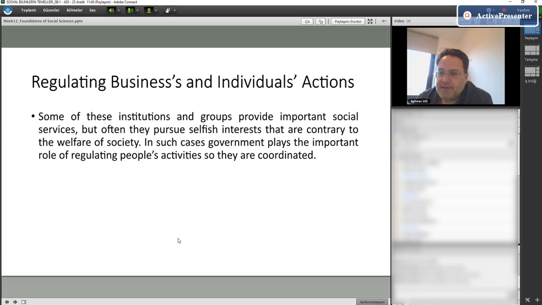Regulating businesses and individuals' actions. Some of these institutions and groups provide important social services, but often they pursue selfish interests. So how do you know that a politician serves the common will, the general interests of the public, of the citizens, and not their own selfish interests?